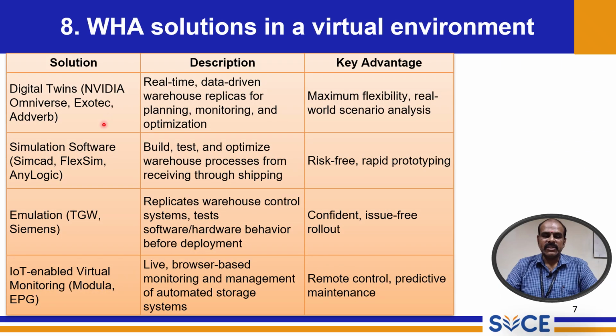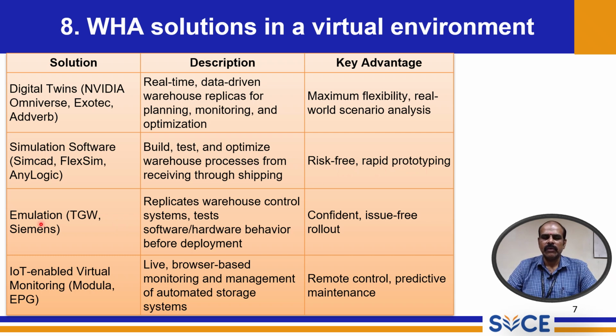Now, with respect to these software, we'll just go through a very superficial overview. For digital twins, NVIDIA Omniverse, Exotec, and others are commercially available software. They offer real-time, data-driven warehouse replicas for planning, monitoring and optimizing. The advantage is they maximize flexibility, and we can analyze real-world scenarios. For simulation, as I told you, SimCAD, FlexSim, AnyLogic or Technomatics are there. But specific to warehouses, these two, FlexSim and AnyLogic, have independent modules in this regard. So that is where FlexSim and AnyLogic find their place here. They can build, test and optimize warehouse processes from receiving through shipping. So all the activities inside the warehouse can be nicely monitored. They are risk free, and of course suitable for rapid prototyping.